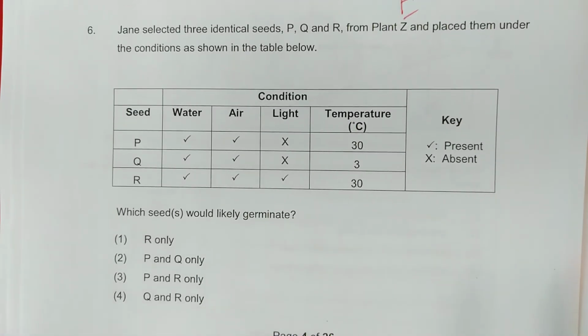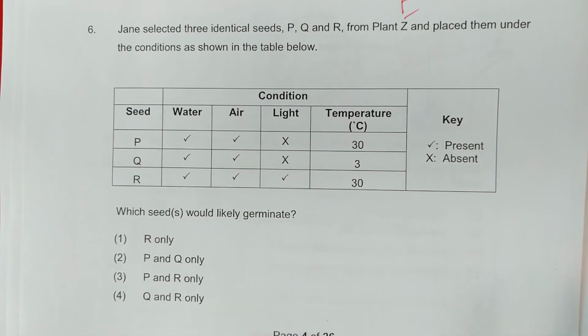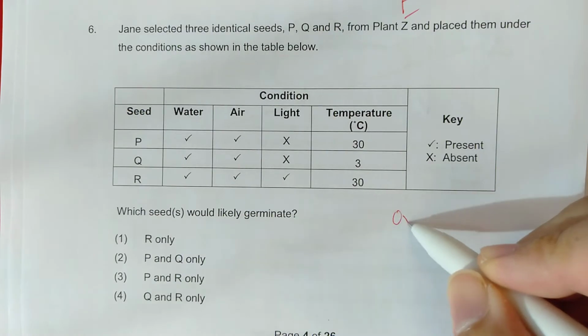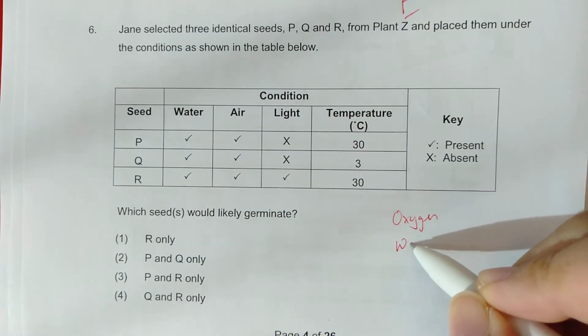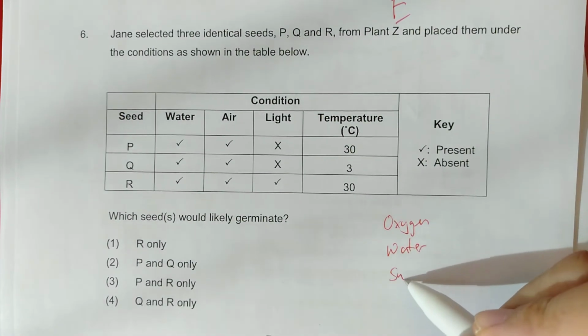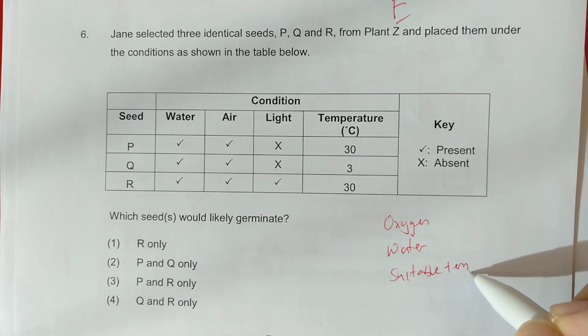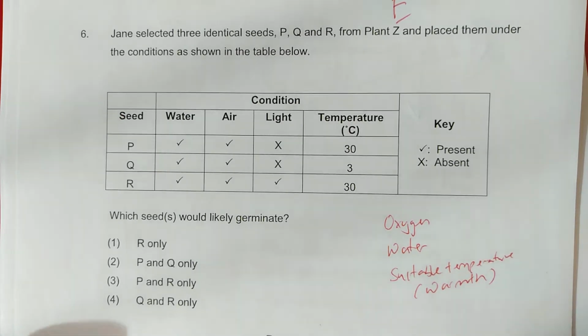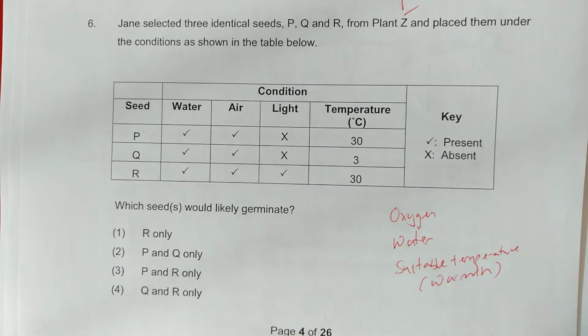Now, Jane selected 3 identical seeds P, Q, and R from plant Z and placed them under the conditions as shown in the table below. When you're talking about seeds in certain conditions, you're most likely talking about germination. And germination requires oxygen, definitely requires water, and requires suitable temperature. Your teacher might have also taught you about warmth. The more accurate way of saying it is suitable temperature, because different kinds of seeds can germinate at different temperatures. Some could be quite low.